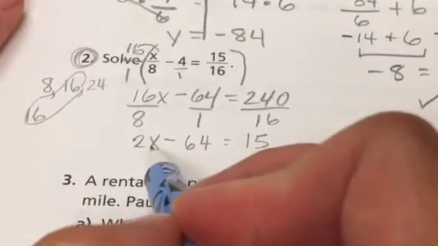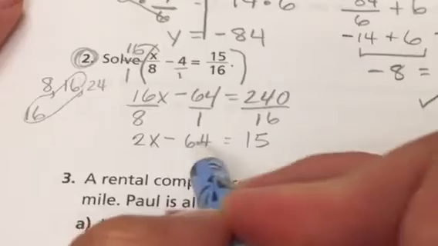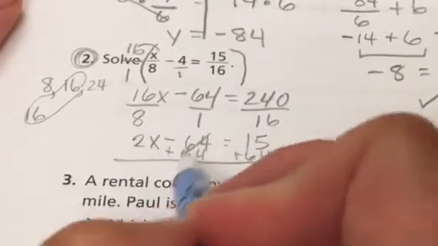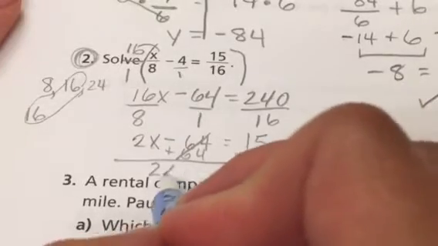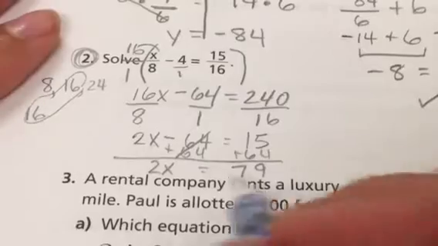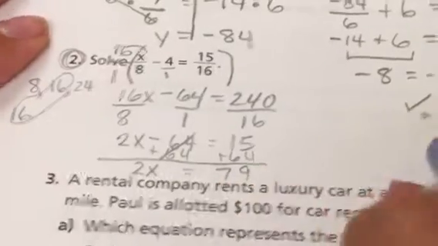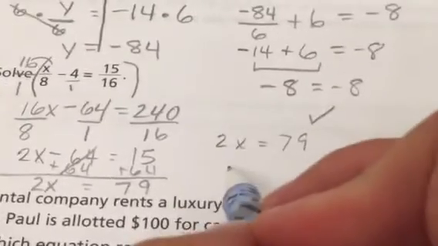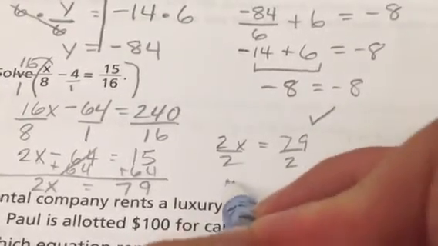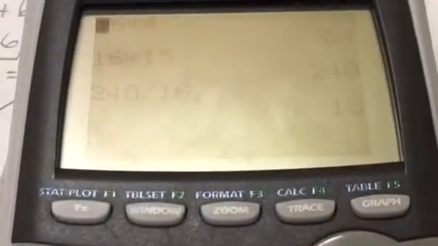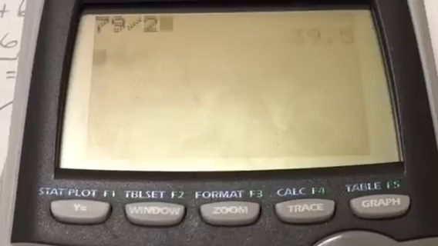We're trying to get x by itself, so we do the opposite of minus 64, which would be adding 64 to both sides. That would leave us with 2 times x equals 79. And we need to divide by 2. I'm going to bring that over here. 2x equals 79. We're going to divide by 2. When I divide by 2, 79 divided by 2 is going to be 39.5.